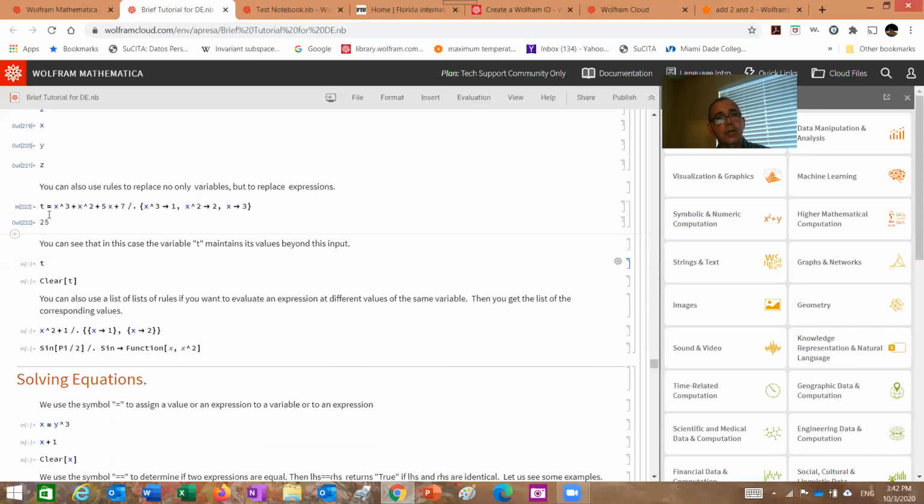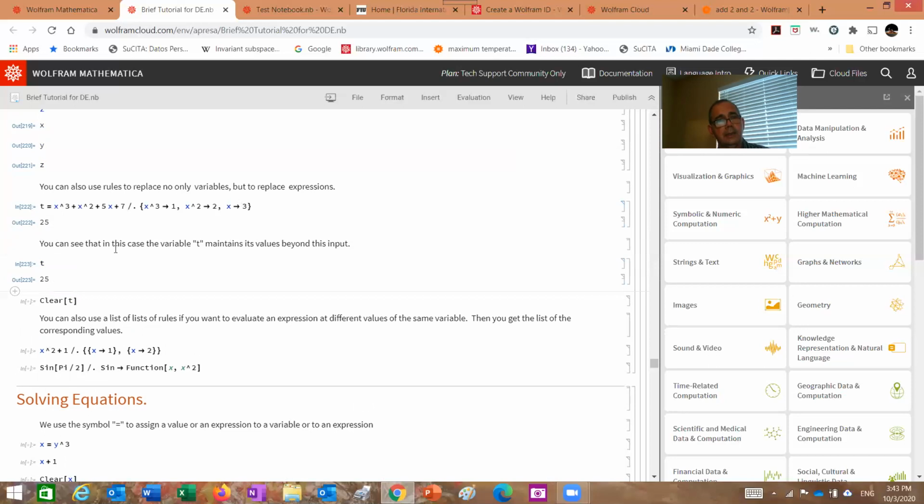Now, the t does maintain its value beyond this input. The x and the y, if you evaluate the x, the y, and the x to the third or x to the second after that, they are not going to have any values. But the t does, because we have used the equal sign here. Whatever the value we obtain on the right side is assigned to the letter t, because this is what the equal sign means. And therefore, when you press shift enter here, putting the cursor next to the t, you get 25.